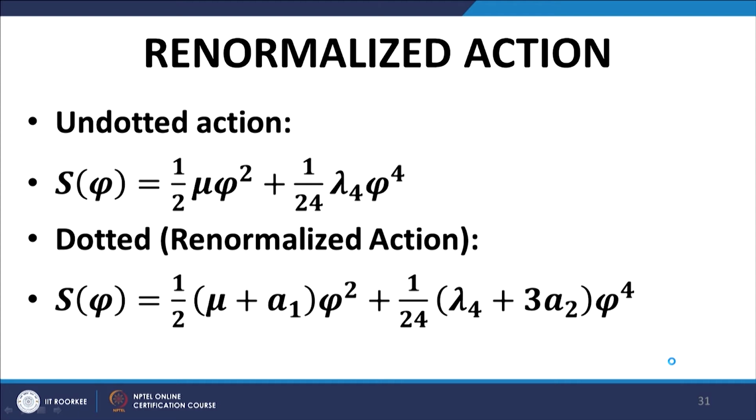computation of any level, or any computation of green functions or connected green functions or any other parameter or any other attribute of the theory, these two expressions will appear as one unit, as a complete unit. Mu will always appear with a1 and lambda 4 will always appear with 3a2 if we take account of the loop divergences represented by the dotted diagrams.